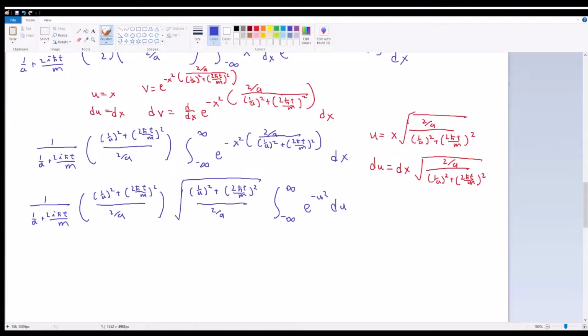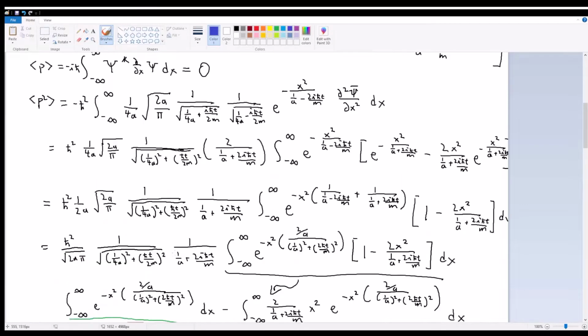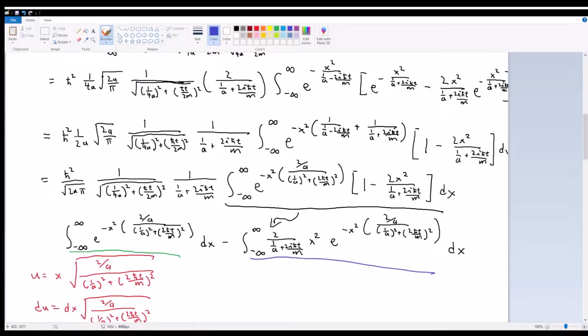So what we have finally is the square root of pi times 1 over a plus 2i h bar t over m times 1 over a squared plus 2h bar t over m squared over 2 over a, and this whole thing is to the power of 3/2, where I'm combining these two terms. And with that, we have finished these two integrals. Now we have to go all the way back and rewrite everything from scratch again. So I will set this up and I will be back.